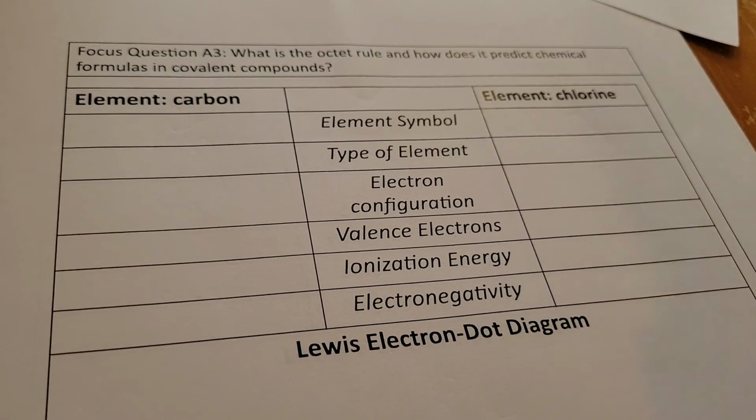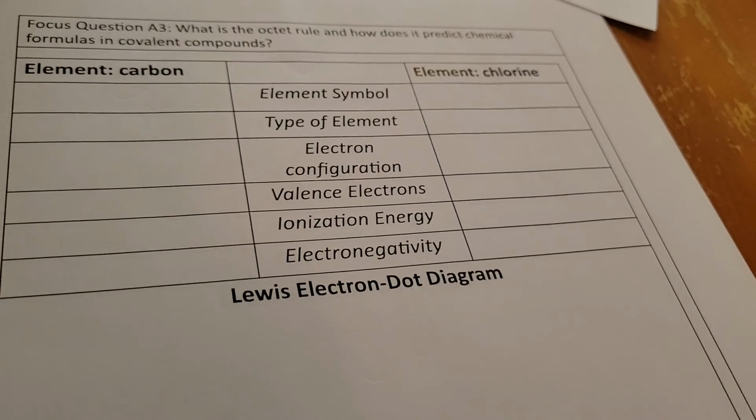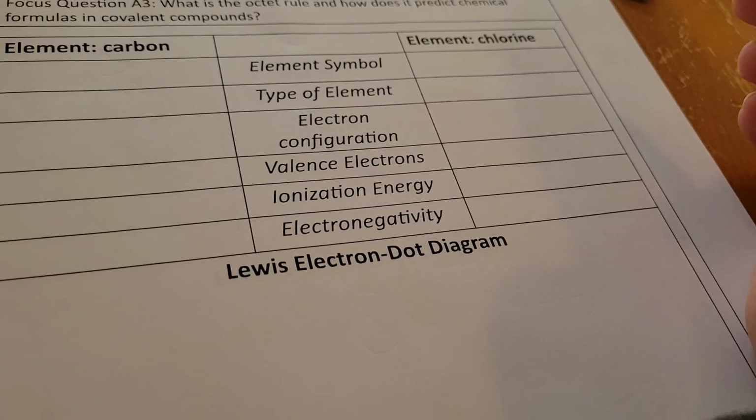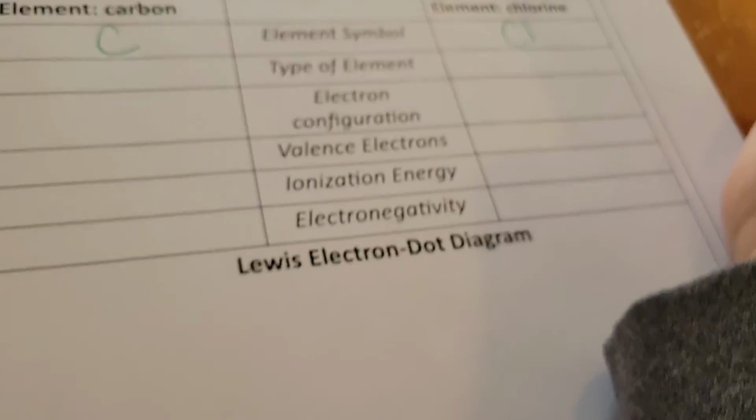Okay, so I'm going to go over page 5. I hope that you tried it on your own. I mean, of course, I will never know if you actually did, but hopefully you did, so that way you can see where you're at. As far as we know, carbon is C, chlorine is Cl.